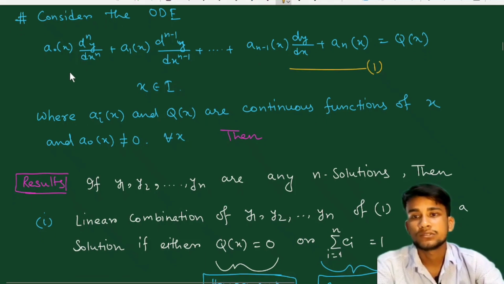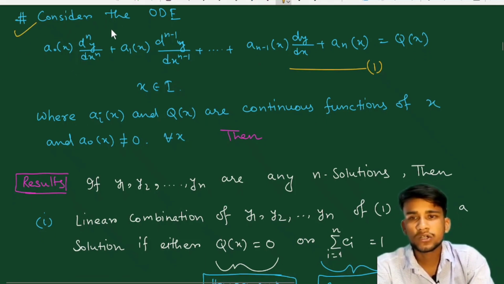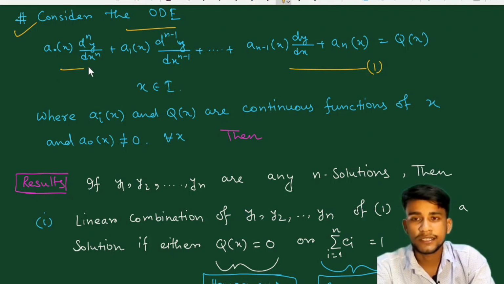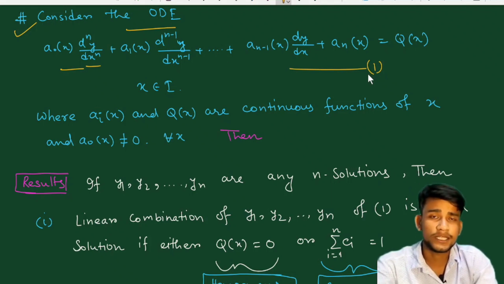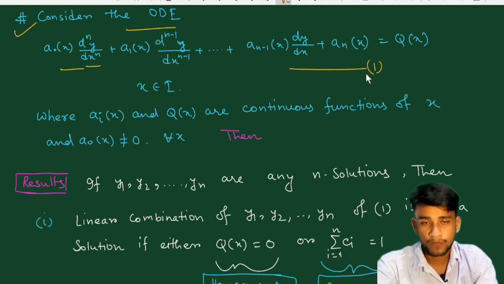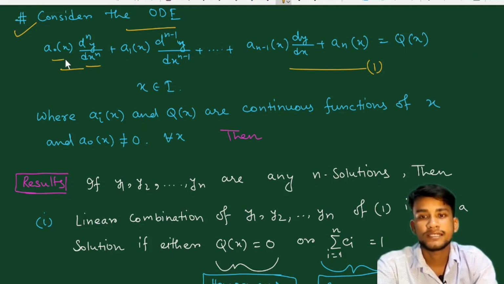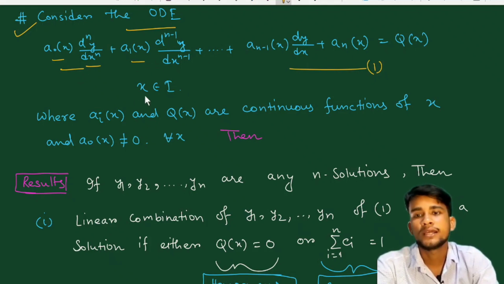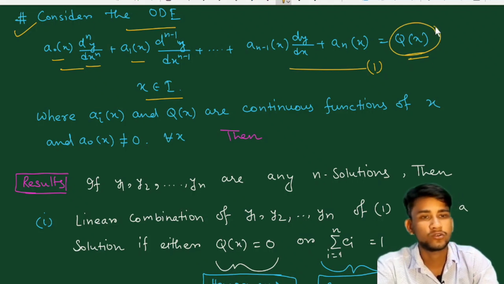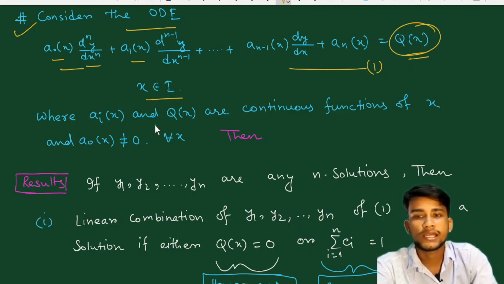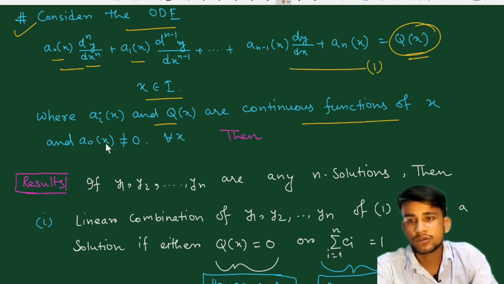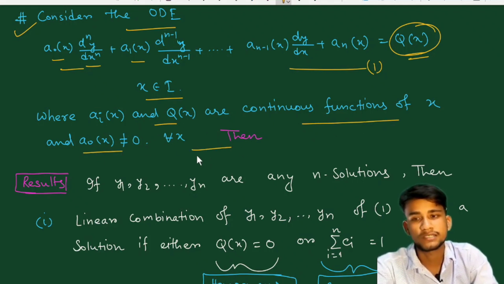Now the next one: consider the ODE a0(x) dⁿy/dxⁿ + a1(x) dⁿ⁻¹y/dxⁿ⁻¹ + ... = q(x). This is an nth order ordinary differential equation with coefficients a0(x), a1(x) and so on, where x belongs to an interval I, and q(x) is the non-homogeneous part. Here ai(x) and q(x) are continuous functions of x and a0(x) is non-zero for all x.